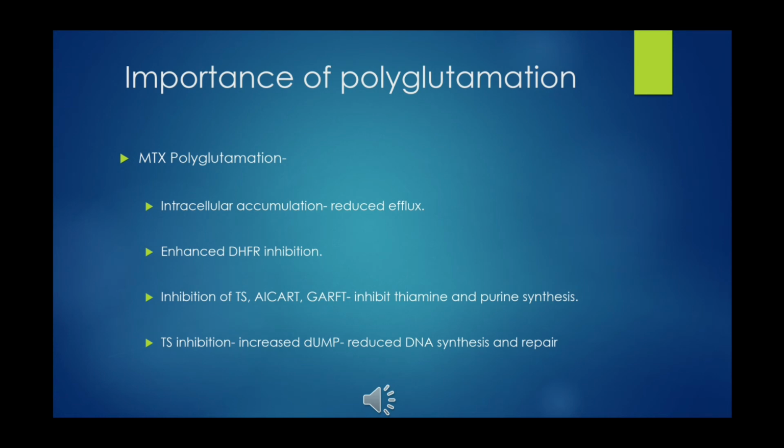We need to understand how methotrexate polyglutamation helps us. Intracellular accumulation of methotrexate will cause a reduced efflux of the drug outside, and hence there will be enhanced DHFR inhibition. There will also be inhibition of thymidylate synthetase, AICART, and GARFT. Hence, there will be inhibition of thymine and purine synthesis. The TS inhibition will also cause increased dUMP and reduced DNA synthesis and repair, ultimately leading to cell death.